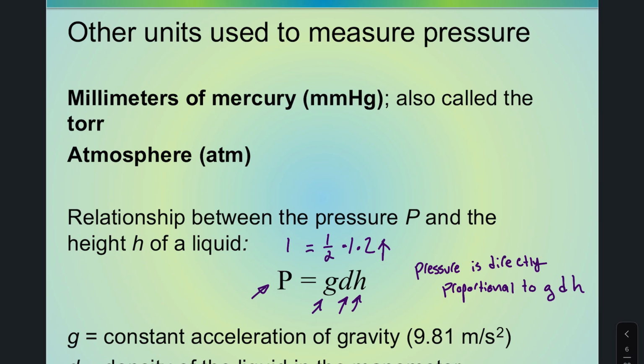So that means that G, D, and H are inversely proportional to one another. Inversely proportional. So that means that if you increase G and or D or H, then to keep the same pressure, you have to do the opposite to one of the others, G, D, or H. Okay.